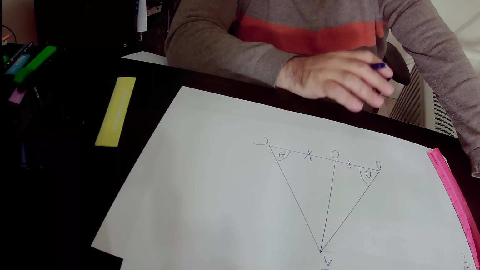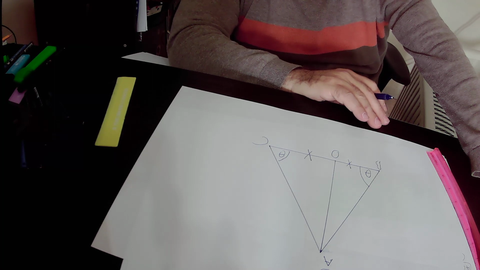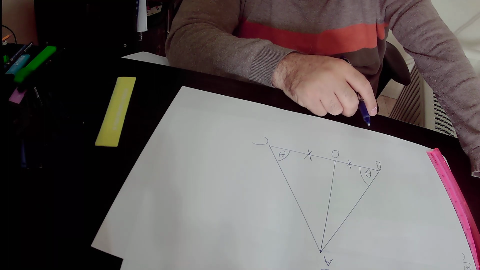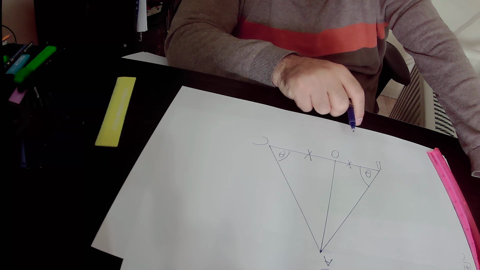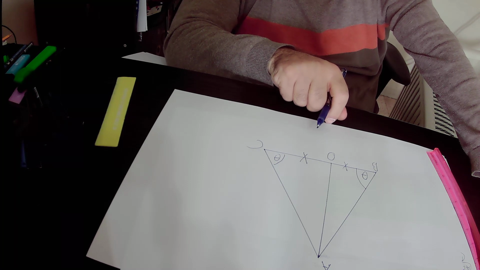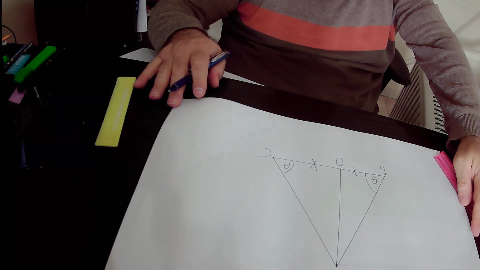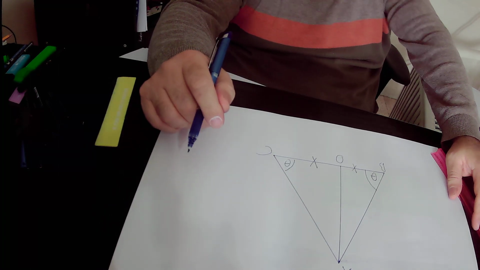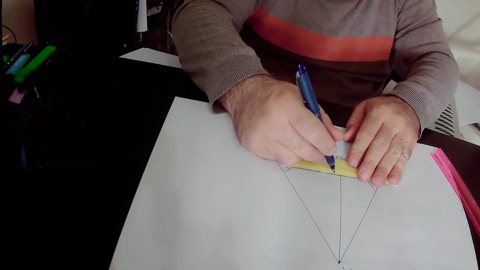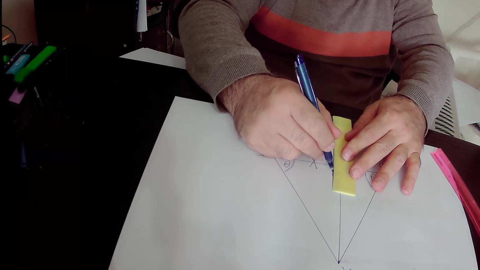This is the definition of a median. It bisects the side that it meets. The median AO meets the base BC at point O, therefore it bisects it into two equal parts: BO equals OC. And according to rule number 3, the median to the base AO is also perpendicular to the base BC. That is to say, this angle equals 90 degrees and this angle also equals 90 degrees. Okay?